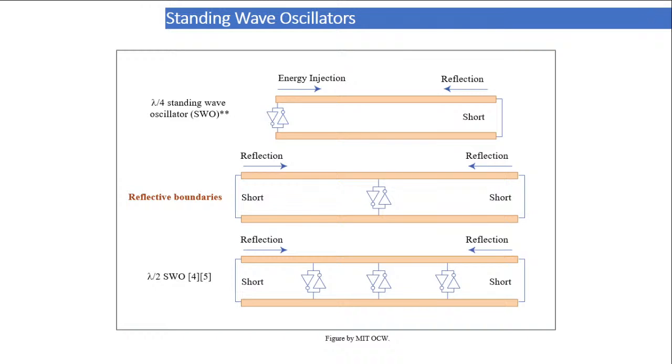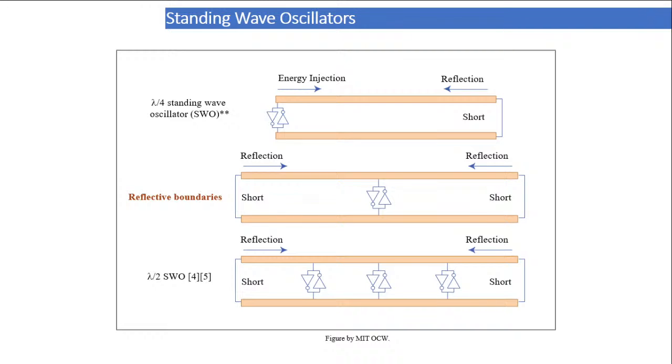Standing wave oscillator. What we do here is use a transmission line. So a lambda by 4 standing wave oscillator is shown here. Here is a lambda by 4 transmission line. One end is shorted, the right end is shorted, and at the left end you are injecting the energy, so that is oscillating there.